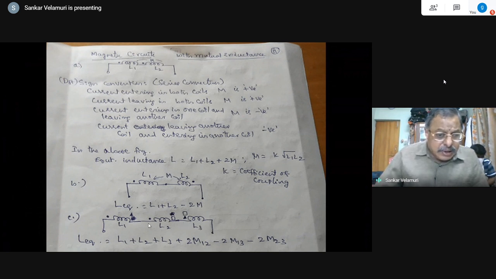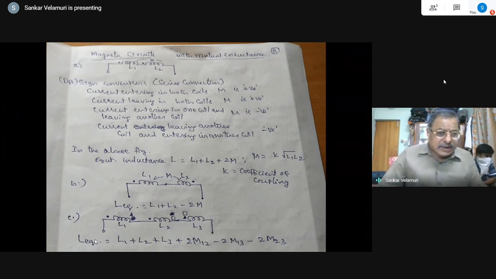So that will be a minus sign. Then similarly, the square identification symbol is being shown here for L2, with current leaving and current entering in the third coil. So these two are minus. Between 1 and 3, and between 2 and 3, it is a minus sign, and between 1 and 2 it is a positive sign.